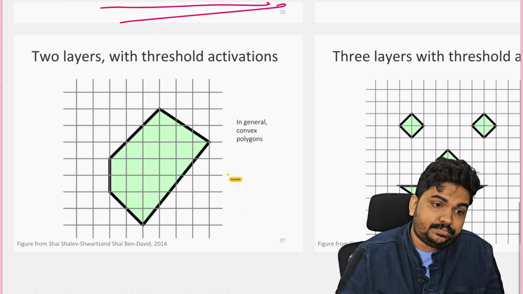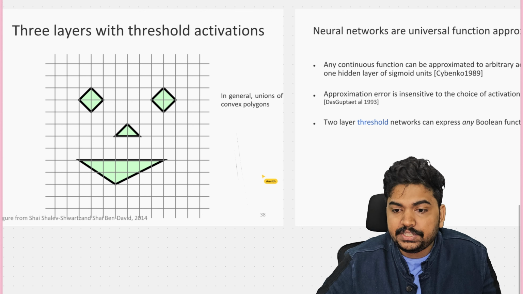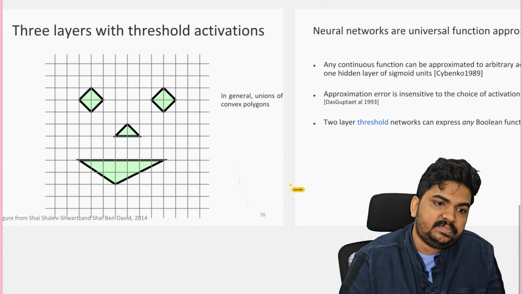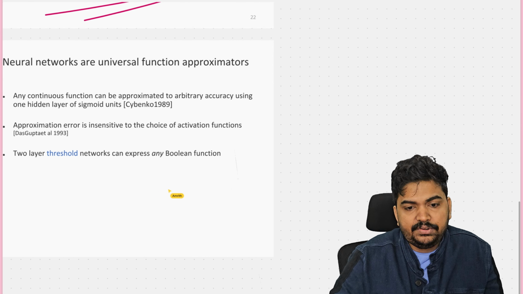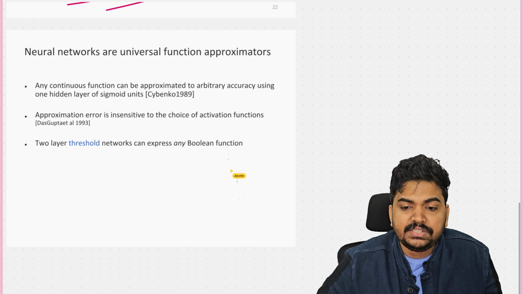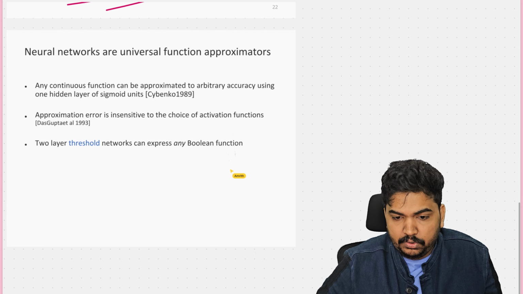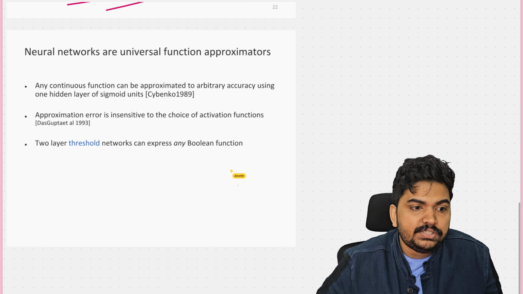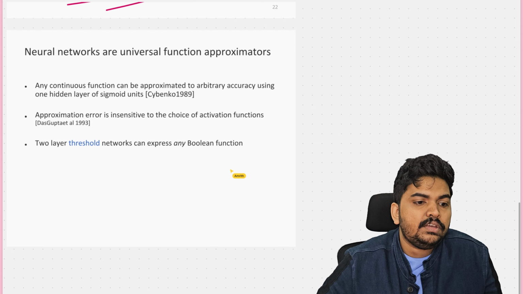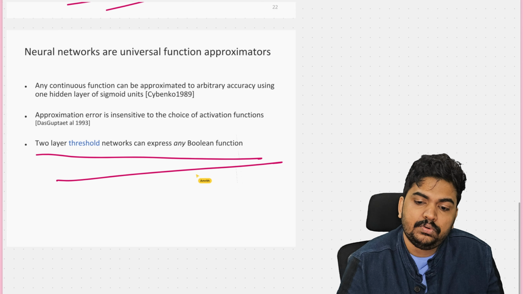Now, if we have three layers, we can draw unions of convex polygons, as shown here. In general, neural networks are universal function approximators. Any continuous function can be approximated to arbitrary accuracy using one hidden layer of sigmoid units. Approximation error is insensitive to the choice of activation functions. Two-layer threshold networks can express any Boolean function.